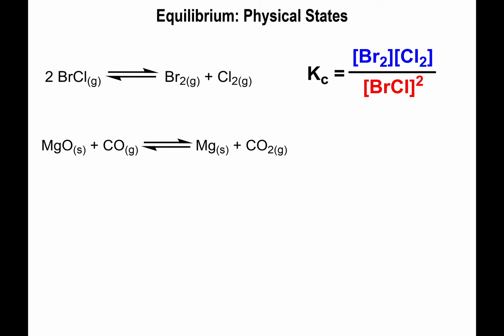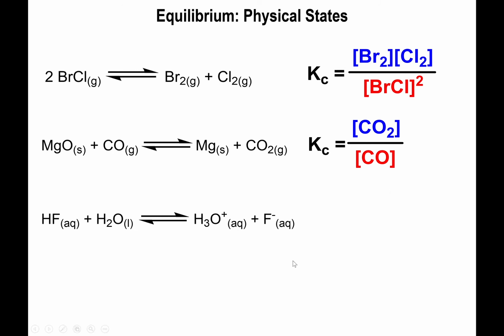All right, now let's take a look at another one. We have magnesium oxide solid reacting with carbon monoxide gas, yielding magnesium solid and carbon dioxide gas. This is an actual reaction that you can enact in a proper furnace to isolate the pure metal from its ore. But basically, the equilibrium expression is simply going to be the concentration of CO2 divided by the concentration of CO, because MgO and Mg, they're both solids, and as such, they don't make it into the expression itself.